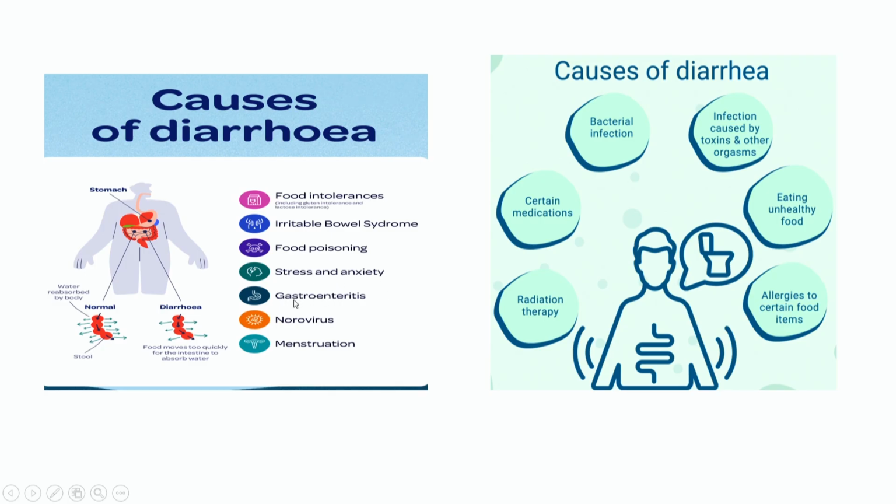Gastroenteritis, this infection is there. Norovirus and menstruation. This is not the case, but these are the cases. Mainly stress and anxiety, IBS, and food intolerance are found in the patient. So normal and diarrhea: you see, food moves too quickly for the intestine to absorb water. If it goes very fast, absorption will be less. Water reabsorption. So this is another slide you can understand.